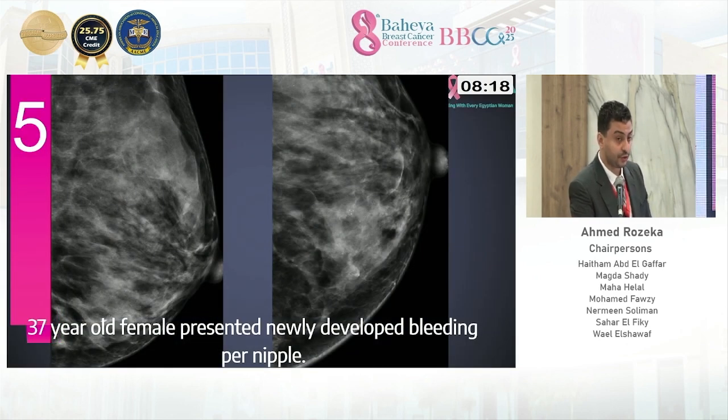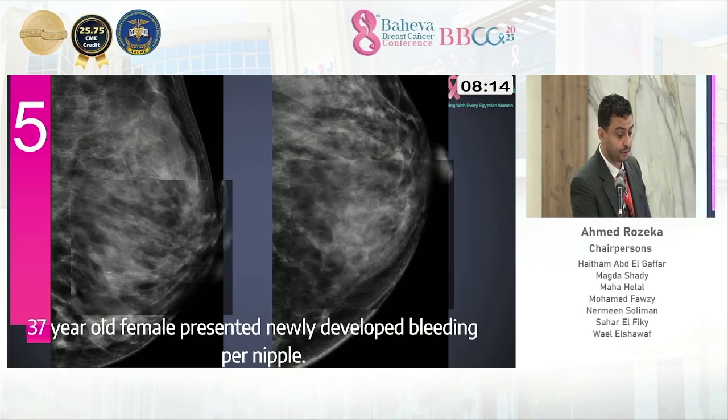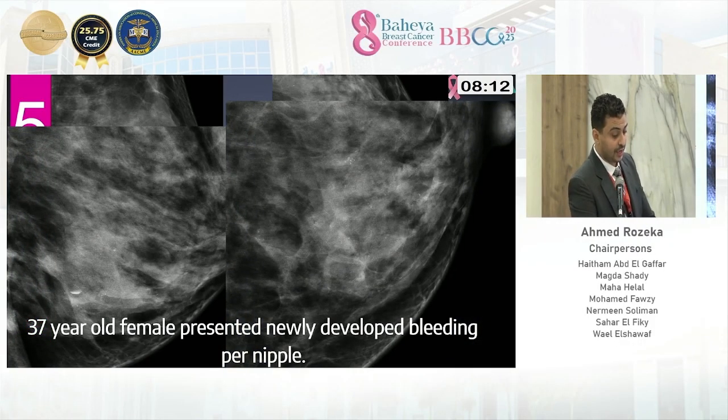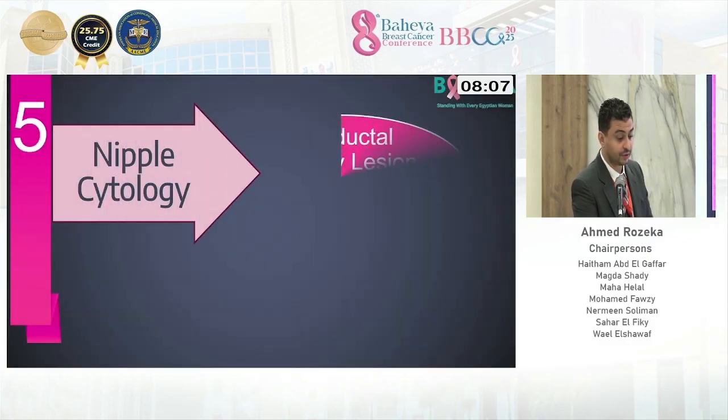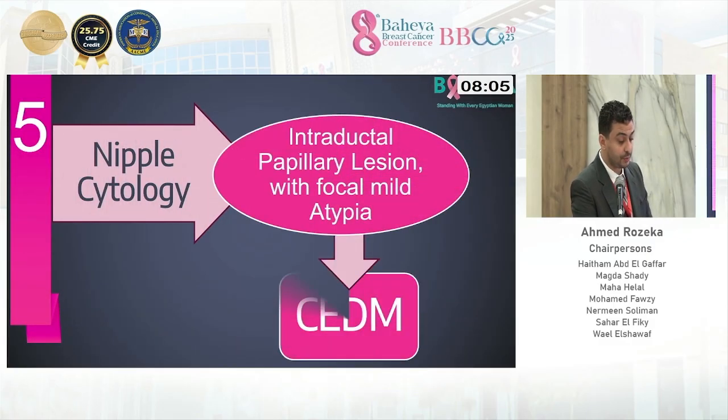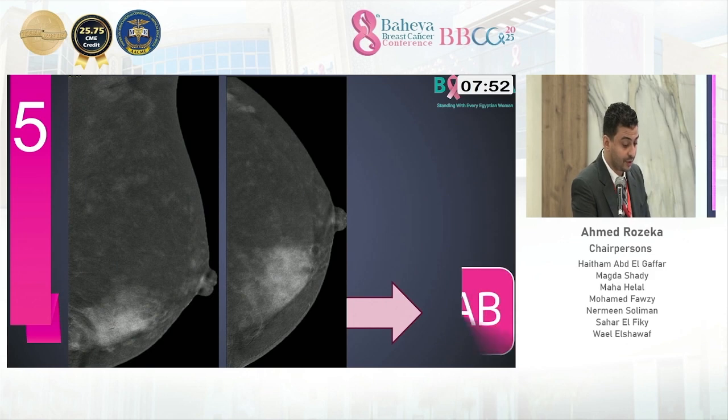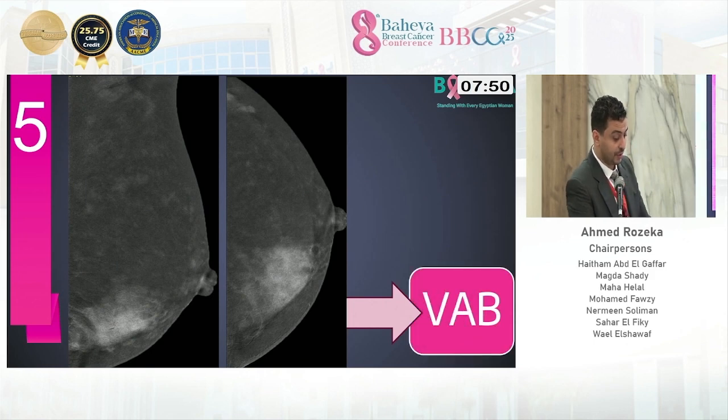Case number 5, it's a 37-year-old female patient presented with newly developed bleeding per nipple. She had a regional area of microcalcification that looked suspicious. She did a nipple cytology and it turned out to be intraductal papillary lesion with focal mild atypia. We did contrast enhanced mammography. This patient actually was for MRI, but she didn't tolerate the MRI, so we did contrast enhanced mammography. And the same area that had the calcification had an area of non-mass enhancement, as we can see.